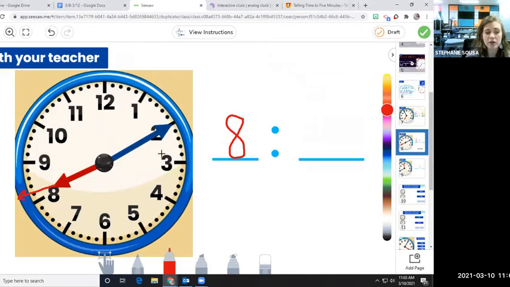I'm going to take a look at my minute hand, and I'm going to count by 5s. I'm at 0. Here's 5. Here's 10. Go ahead and write those counting times. 0, 5, 10. It is 8:10. Any questions on this?